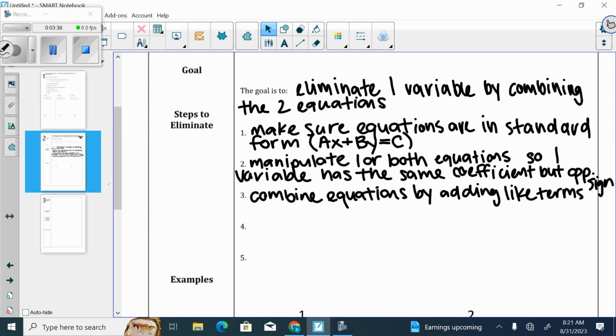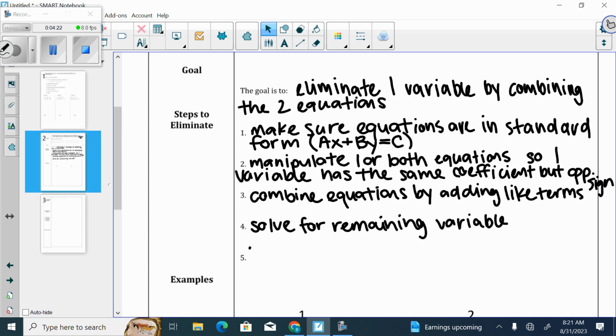At this point, you should have a variable that cancels or that eliminates. If you don't, then we need to go back and look at how we manipulated our equations. All right, once one of your variables has been eliminated, you're going to solve for the remaining variable. And once you've found one of the variables, just like yesterday, you just take it, substitute it back into an original equation so that you can find the other.